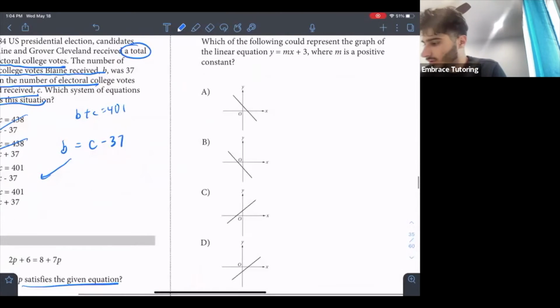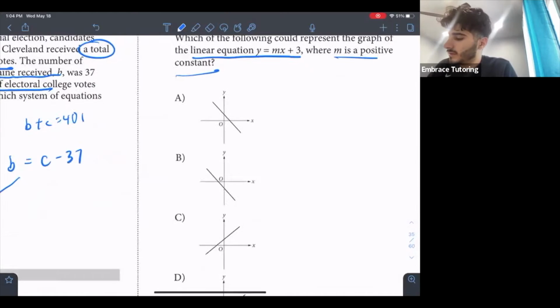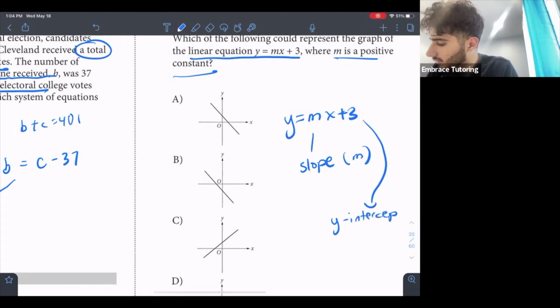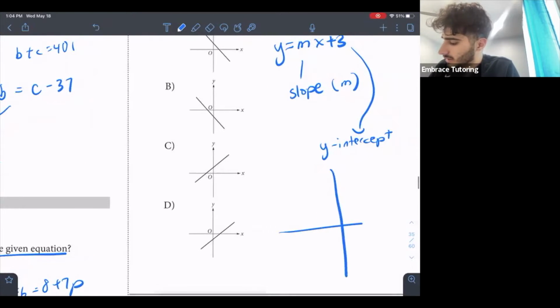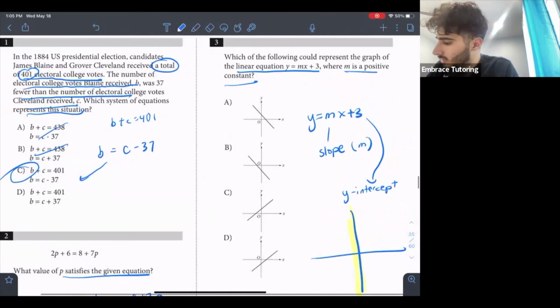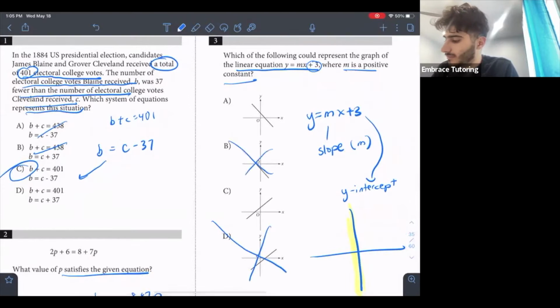Question 3. Which of the following could represent the graph of the linear equation y is equal to mx plus 3, where m is a positive constant? When they give you a linear equation, you know this is slope-intercept form. They give you the slope, which is m, and then the y-intercept, which is on the y-axis right here. They tell you it's plus 3, meaning the answer can't be D or B, because the y-intercept has to be in this region right here.